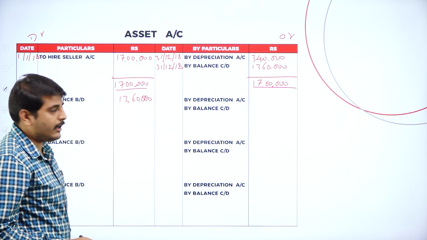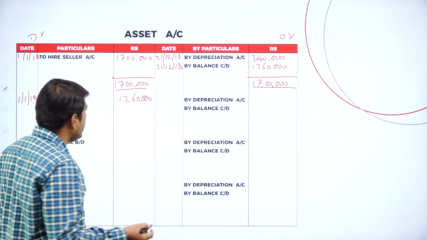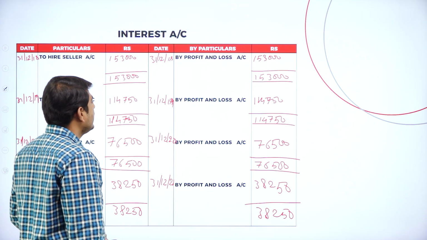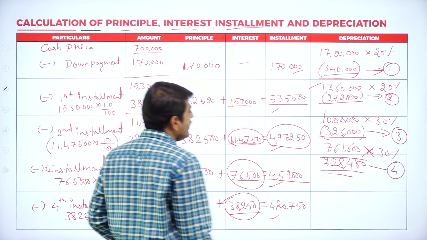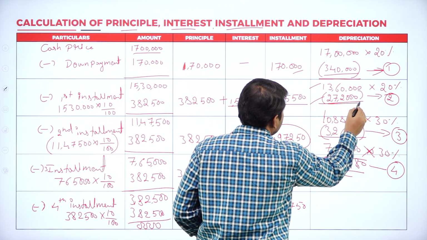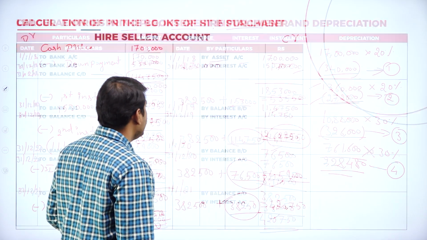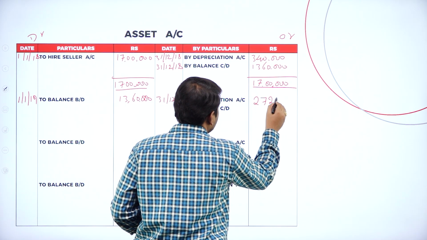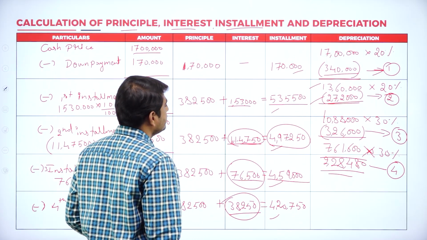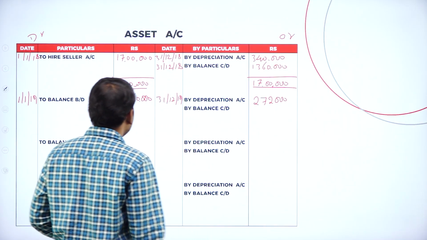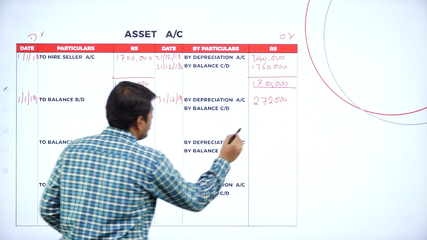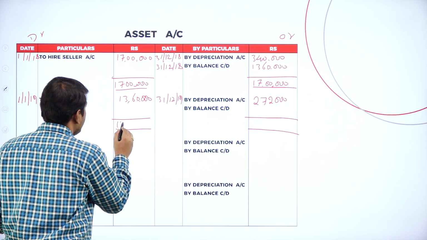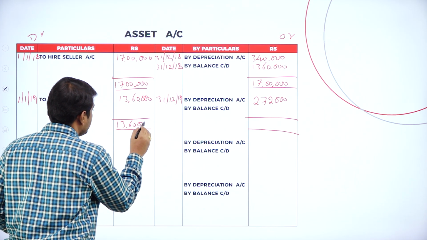Now what is the next depreciation? When will we calculate the next depreciation? At the end of the year, 31st 12/2019. What is the second depreciation? 2,72,000 is the second year depreciation. Now the remaining balance should be carried forward. Which side is more? If you compare both, the debit side is more, so I am going to tally both sides on the debit side.